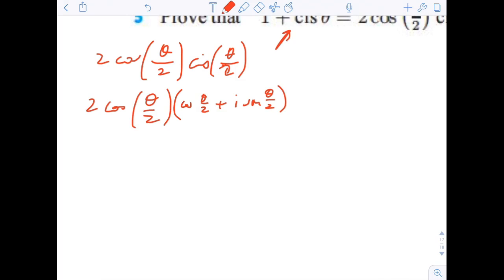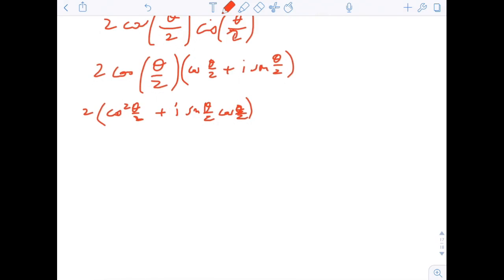Once we have this, I think that we could distribute, right? So we'll have 2 cosine squared theta divided by 2 plus i sine theta over 2 cosine theta over 2. And then we could distribute the 2, and I think that can give us a couple of ideas.